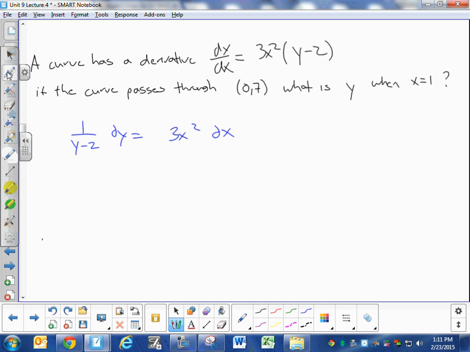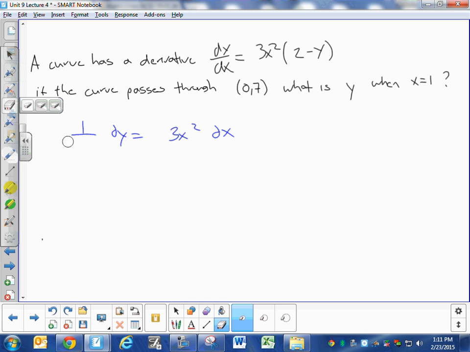Oh, I wanted to change this. Pause. Sorry. Hold on. What if this was 2 minus y instead of y minus 2? What would that change?